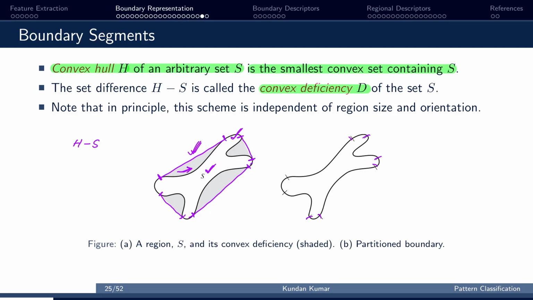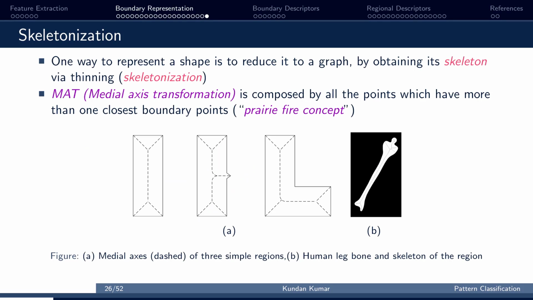There is another way to represent the boundary, and that is basically the skeleton of any shape. We can perform skeletonization, and we can obtain it using the thinning operation. This thinning operation is nothing but a morphological operation that we study in image processing.